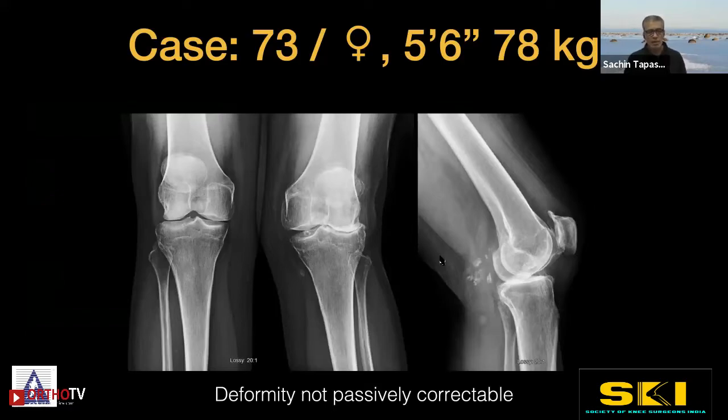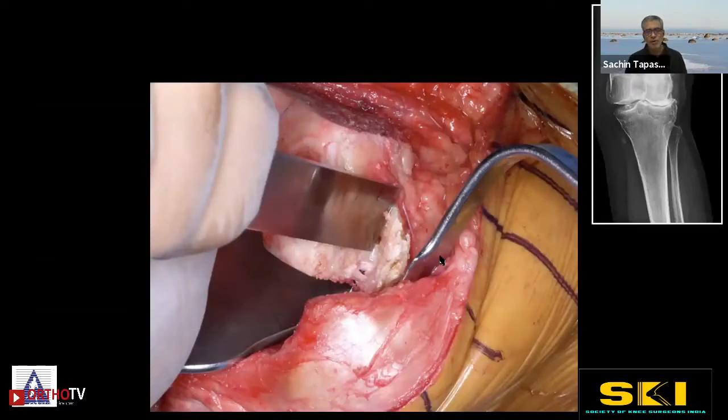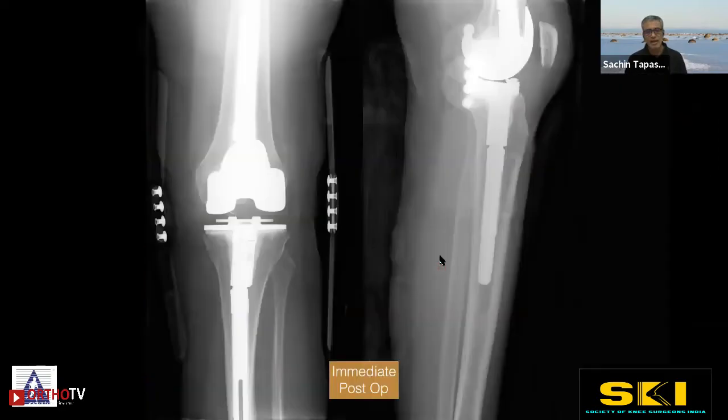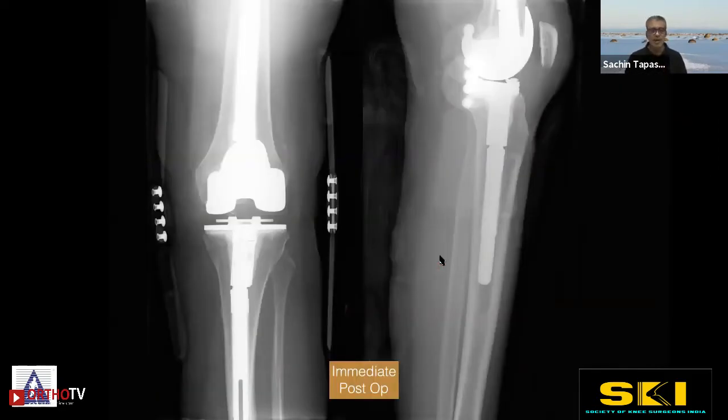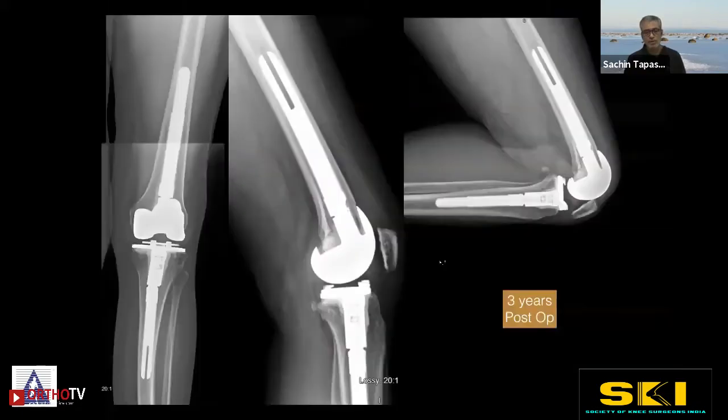She's got a deformity which is not passively correctable. You can see on the x-rays that this is somewhat of a type 3 valgus, and she required a complete release of all her soft tissues on the lateral side. We've elevated all the tissues from the lateral side, released it right down, and we were able to achieve correction. But of course, we had to protect the lateral side, which we had to release completely, with the help of a constrained prosthesis. And that's her 3-year post-op follow-up.